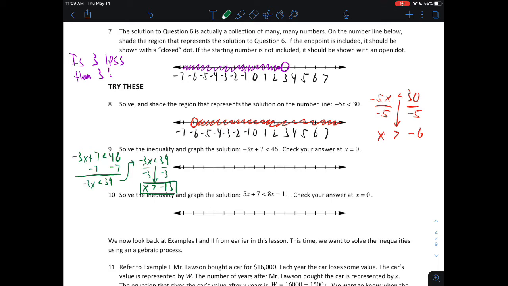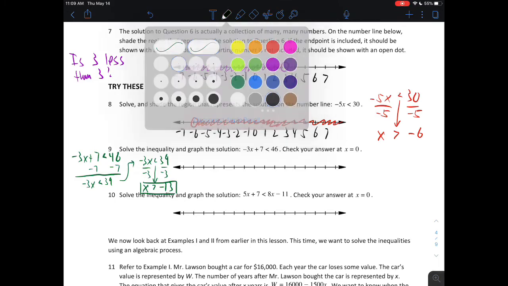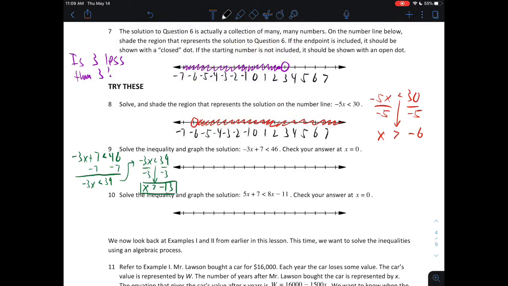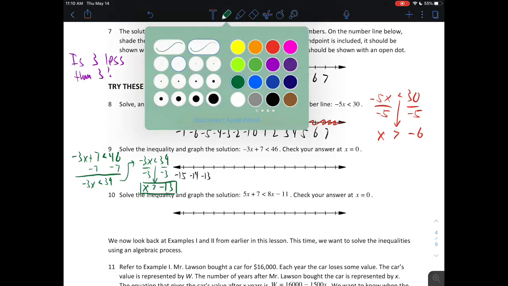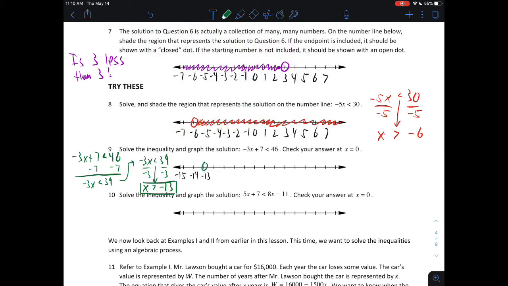So you don't have to keep using the same scaling starting at negative 7. We can now play around with this even a little bit more. How about we start our scale down here with negative 15, negative 14, then there's negative 13. And then we know that we're increasing by 1 to the right. So I'm just going to put a circle at negative 13 because I'm not including it. And then since I have x is greater than negative 13, I have to shade to the right.